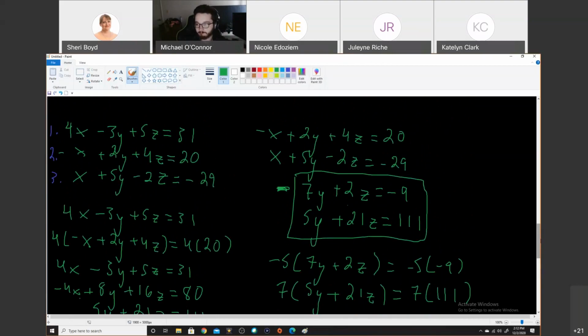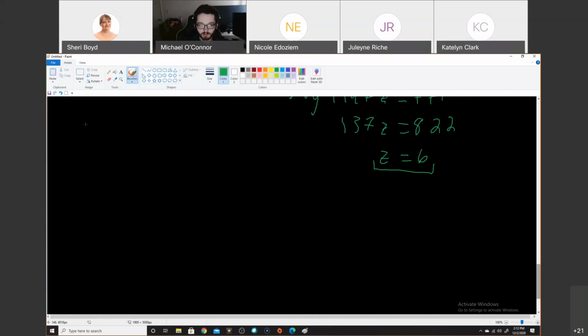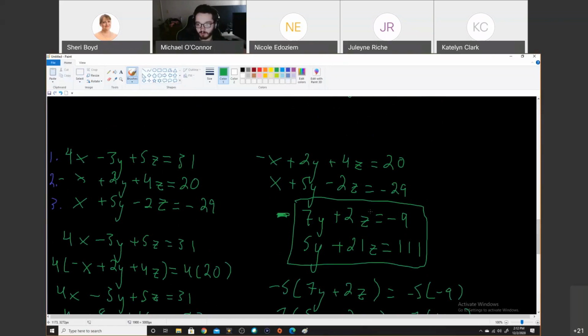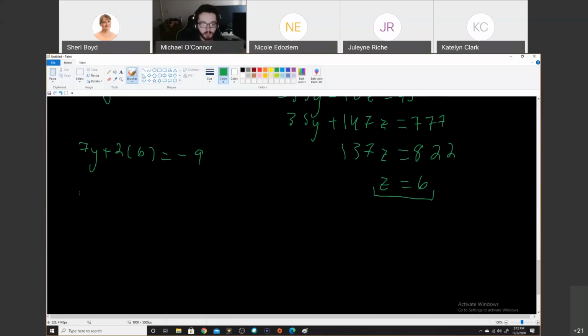So if I plug in z equals 6 for this top equation, I get, let's see here, 7y plus 2 times 6 is equal to negative 9, I think. So 7y plus 2 times 6 equals negative 9. And then I get 7y plus 12 equals negative 9. 7y equals negative 21. And y equals negative 3.